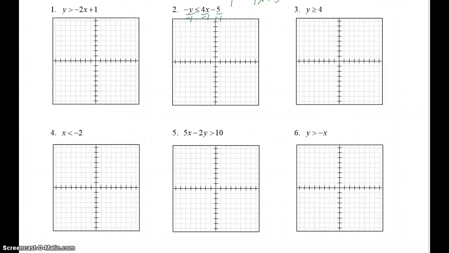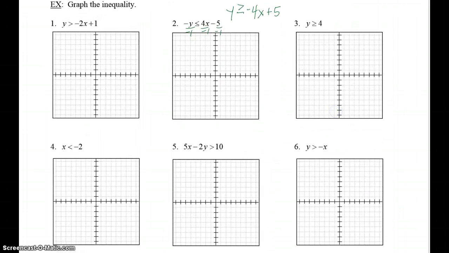In the form of y equals mx plus b, the b or the y-intercept is 5. So we put that on the y-axis. And then we use our slope to find additional points. So we've got -4 over 1. So using rise over run, we're going to go down 4 over 1.